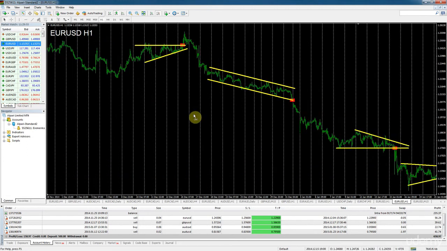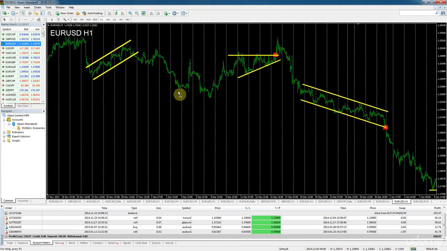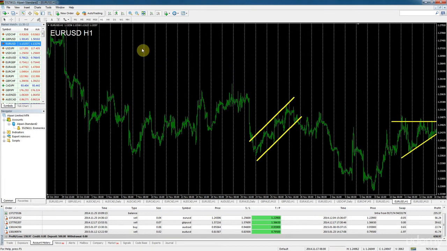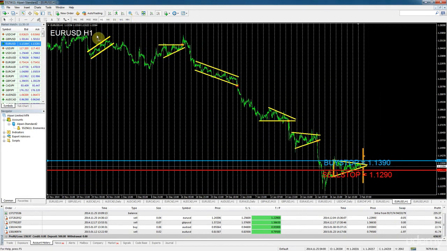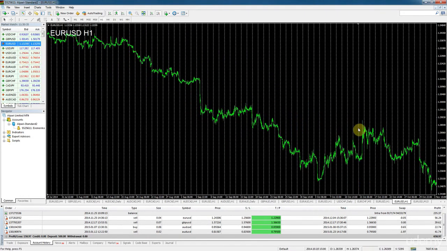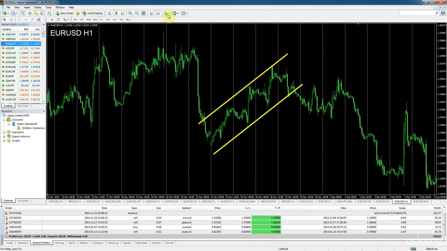Another thing is that even though this triangle over here burst out upwards, the price still continued downwards afterwards. That was because this temporary upward movement was actually a retracement of the overall downward trend that we can observe. If we zoom out even more, you can see that the euro has been in a downward trend for quite some time now. There's too many white lines now.